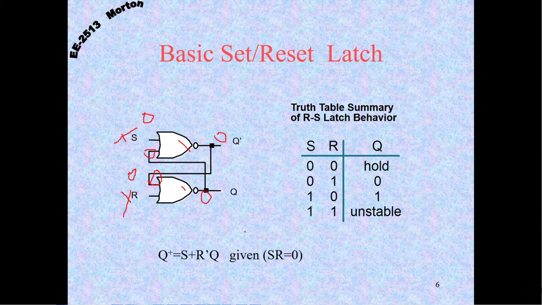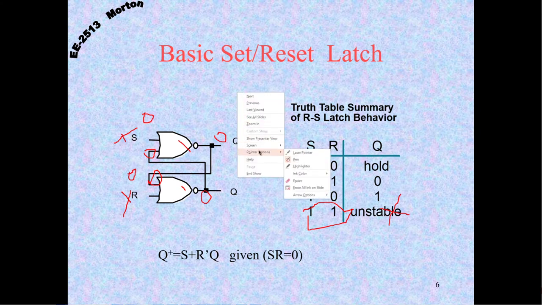So that's why we have this rule that S and R should never be 1 at the same time. We say this creates an unstable state. It doesn't really. It makes Q prime and Q both zero, which is kind of illegal. And if we take S and R away at the same time, we don't know what state it's going to wind up in. But other than that, it's not going to explode or burn up any chips. But it is going to create a situation where we have a logical contradiction, and that is that we have Q and Q prime being the same thing when they're supposed to be the inverse of each other.